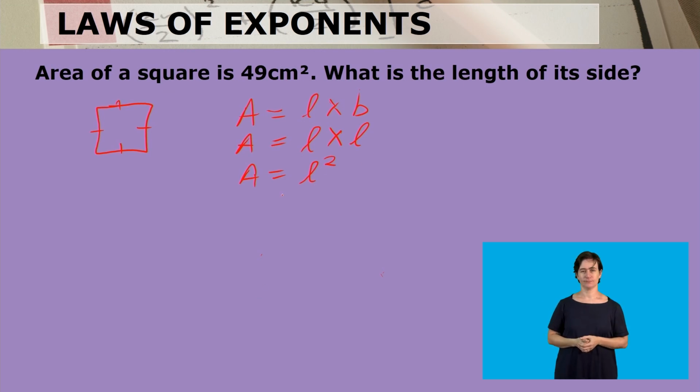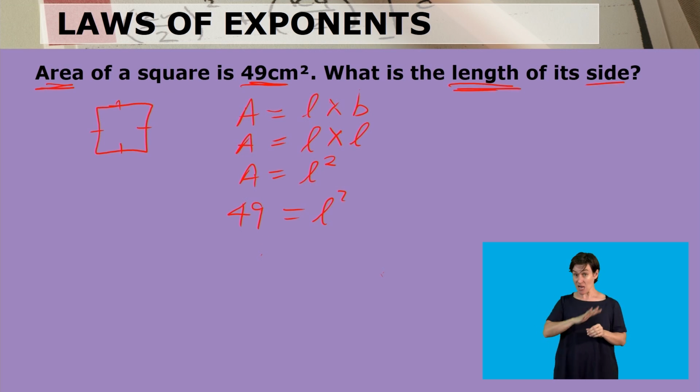So the area of a square is given by the length multiplied by the length. So our area is now equal to length squared. And because we have been given the area as 49, in the place of A we now put 49 equals L squared. But they did not ask us to find length squared. We have to find the length of its side. So now we need to find the value of L without the square. And so we look at equating this, because this is an equation.